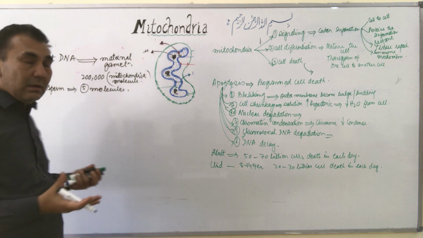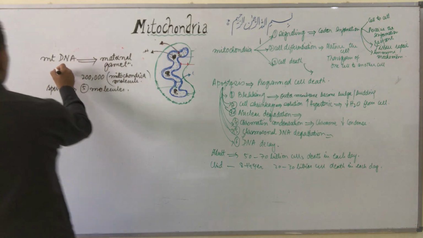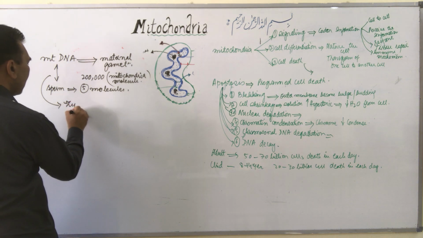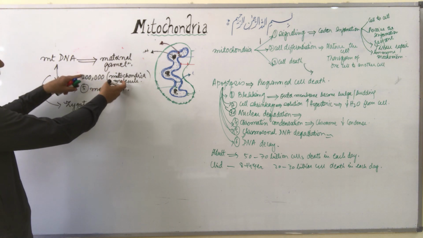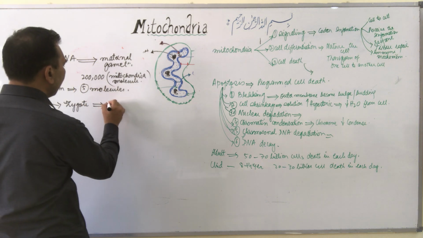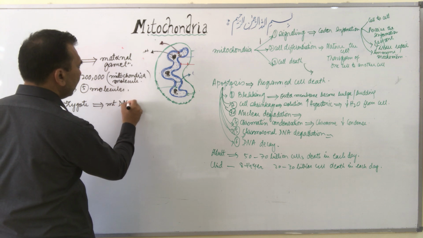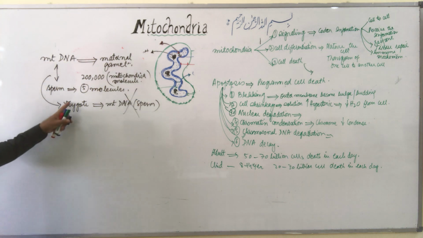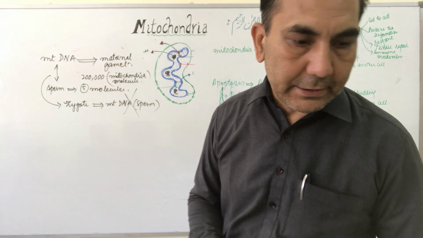When the female gamete goes to unite with the sperm of the father, it goes to make the zygote. In the zygote, the mitochondrial DNA of the mother destroys the mitochondria and the DNA of the sperm of the father. It is destroyed in the zygote by the maternal mitochondrial DNA.